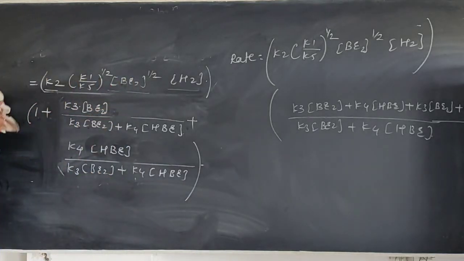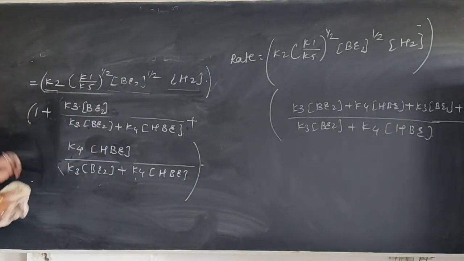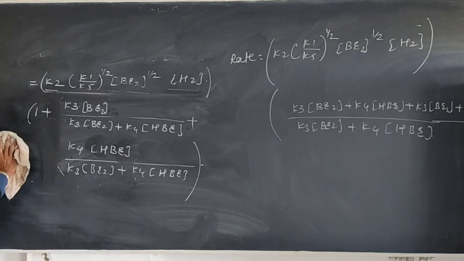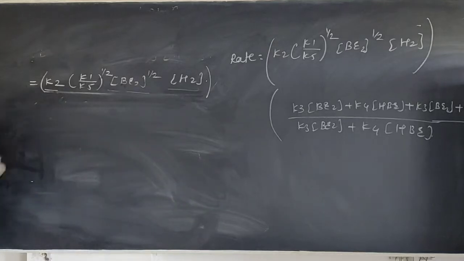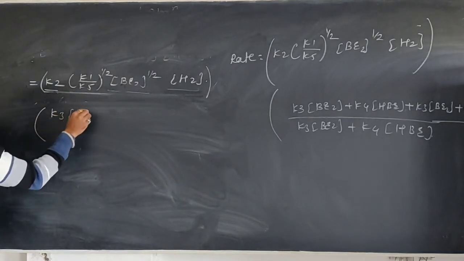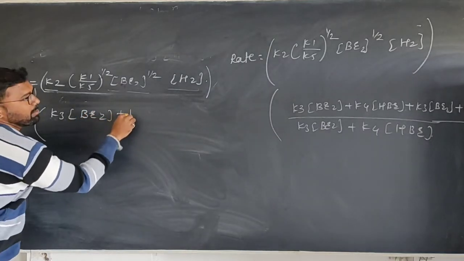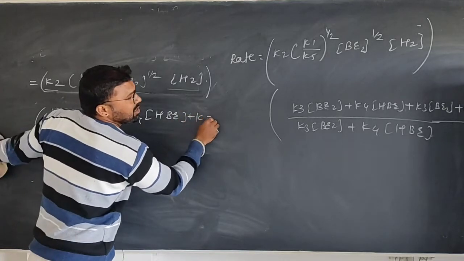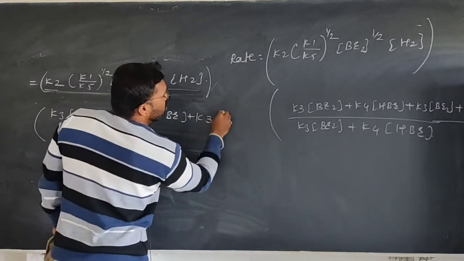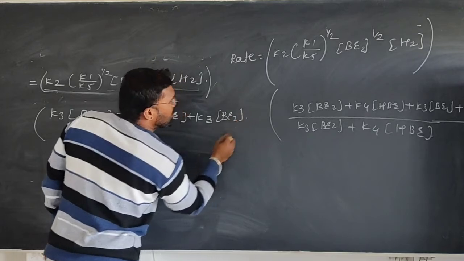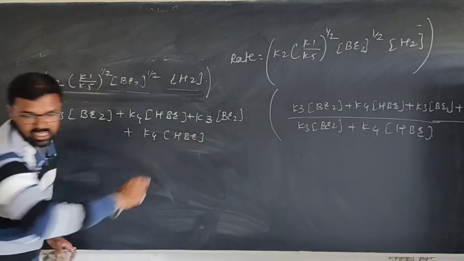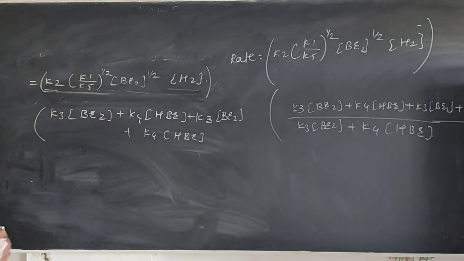If it is not visible there, I will write it here. The first bracket is common there, right? In the next bracket: K3 into Br2 plus K4 into HBr plus K3 into Br2 plus K4 into HBr.